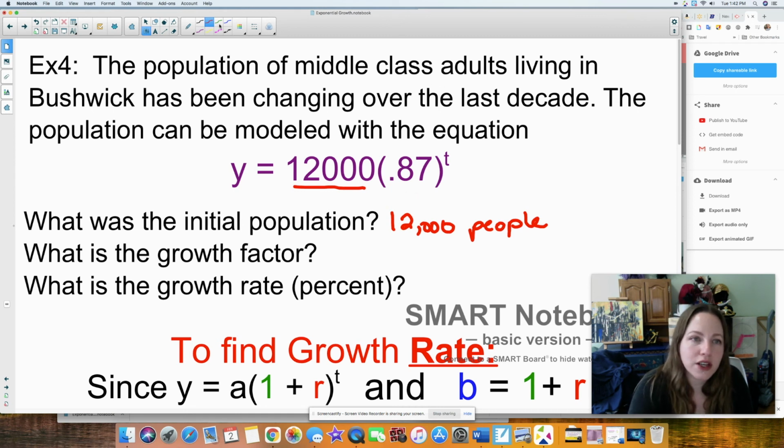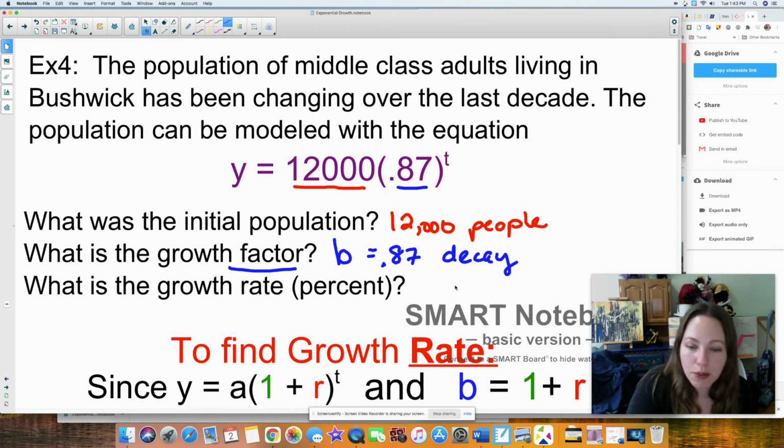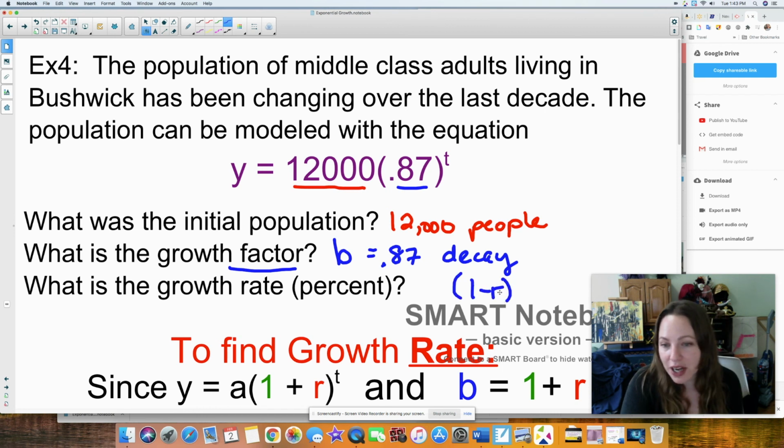Now I have to look here and say, what is my growth factor? Growth factor is the B, so that's just the number inside here. That's 0.87. Is this growth or decay? It's a decimal, so it's decay because it's less than 1. What is the percent of decay? Well, remember that in parentheses, it's 1 minus R. I have to find out what's that R that equals the 0.87.